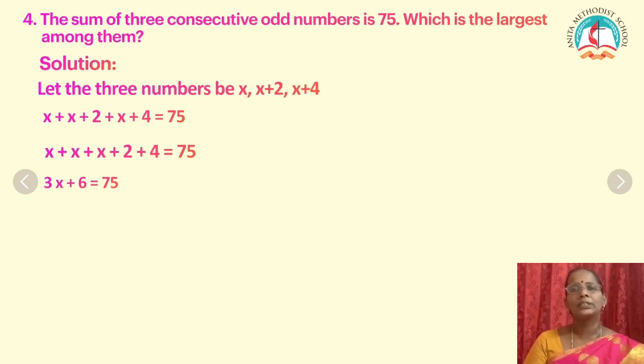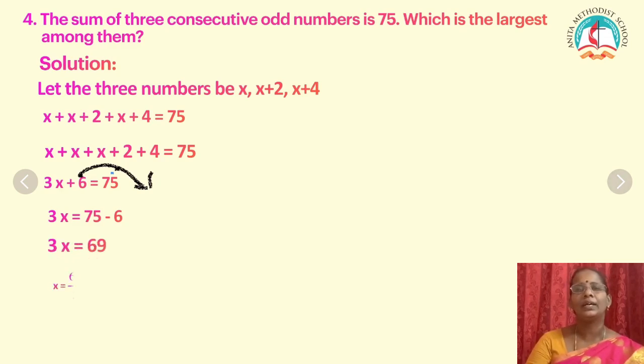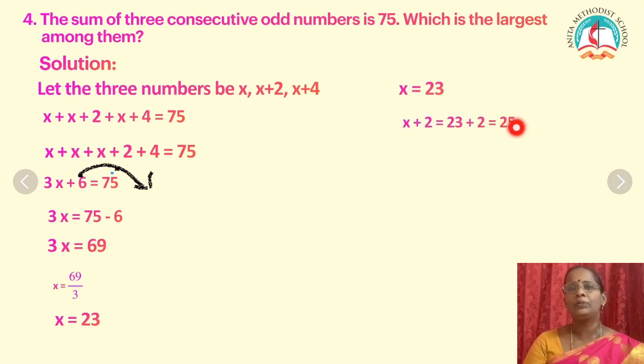Take the 6 to the other side. So it becomes what? Minus. So 3x is equal to 75 minus 6. Therefore 3x is equal to 69. x is equal to 69 divided by 3, which is 23. Okay. So the first number will be 23. Second number will be 25. Third number will be 27 because each number is increased by 2.